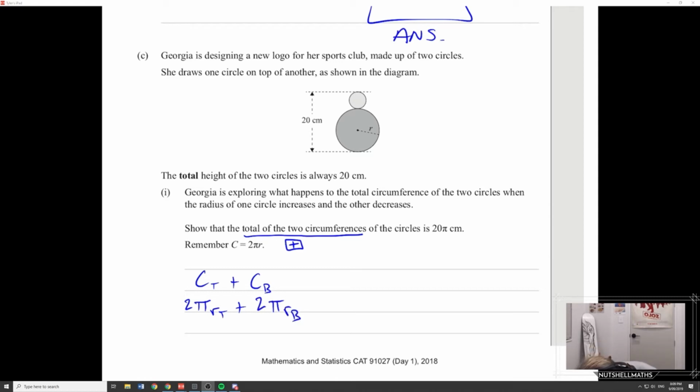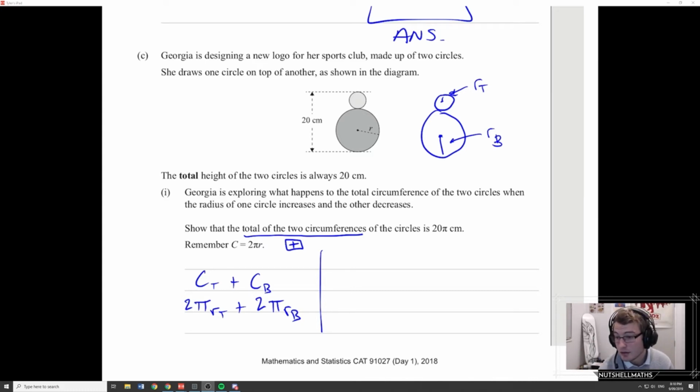So what we'll do is, let's draw this picture a little bit, and we'll call this one RT and this one RB. Radius of the top, radius of the bottom. Okay? Thanks, spaghetti. So we've got this here. Now, what do we know about the two radiuses? This is where people got confused. They got to here sometimes and just went, there's no more information.